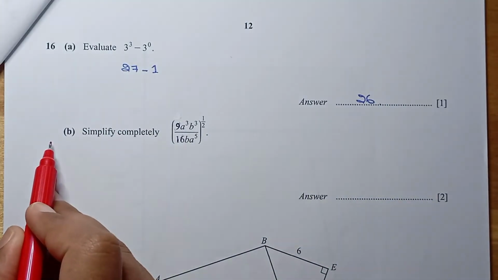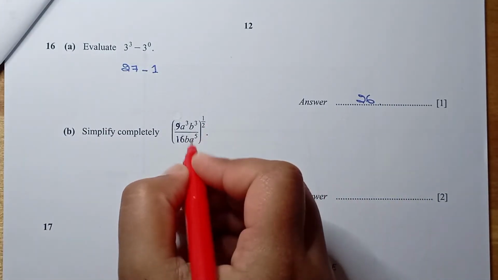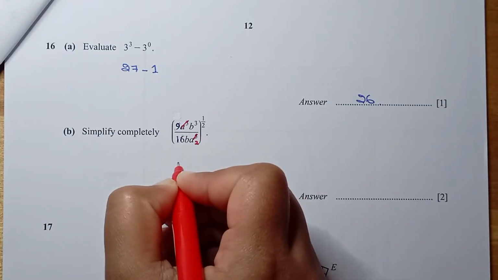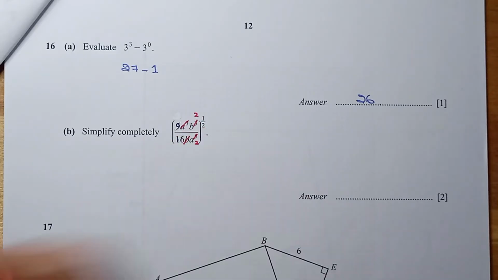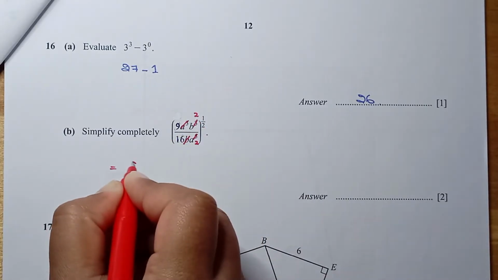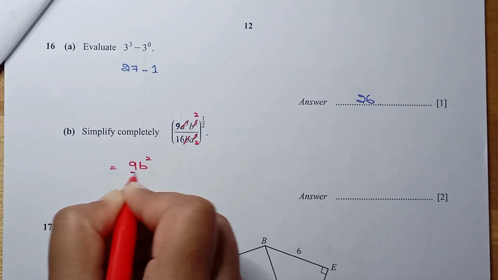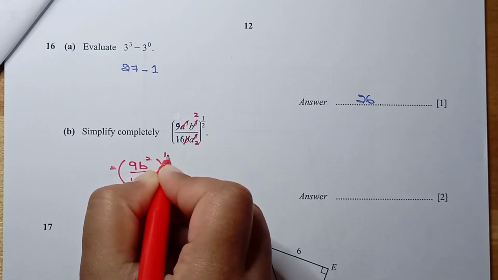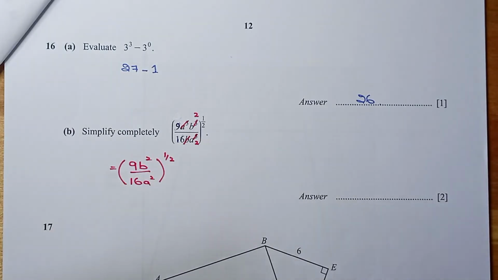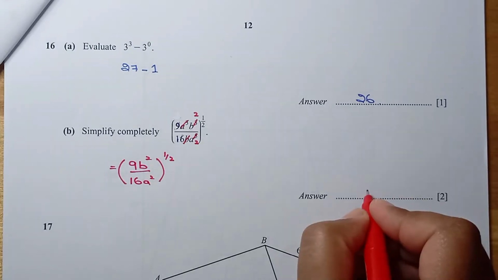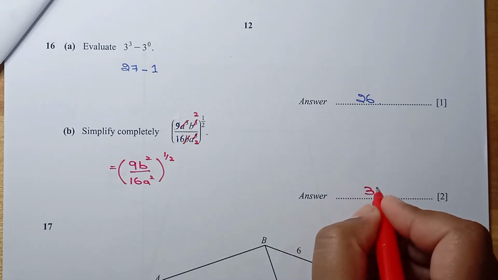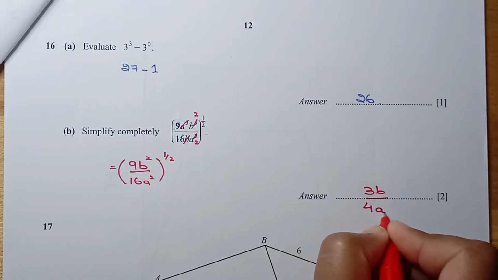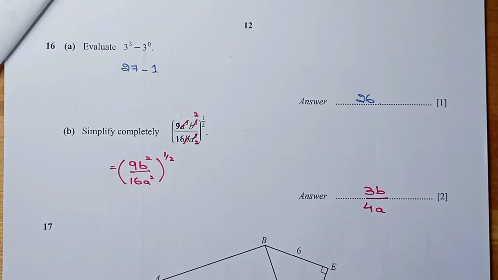Now for B part, simplify completely. So we have a cube and a power 5, so we are left with a square, and b, and we are left with b square. So the terms we are left with are 9b square over 16a square, and the whole exponent is 1 by 2, right? So we have a square root. Square root of 9 is 3, square root of b square is b, over square root of 16 is 4, and square root of a square would be a. So 3b over 4a would be the answer.